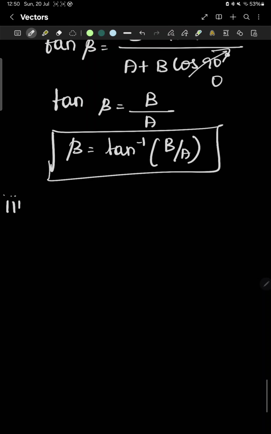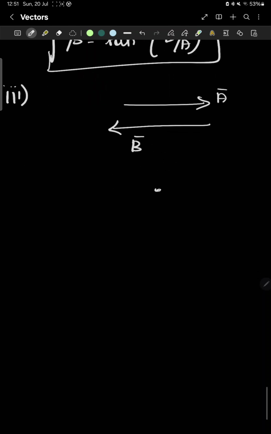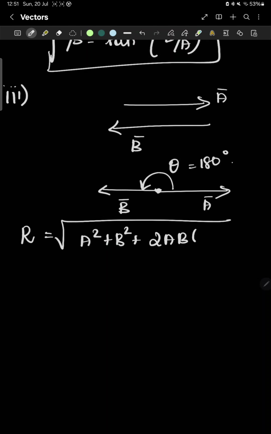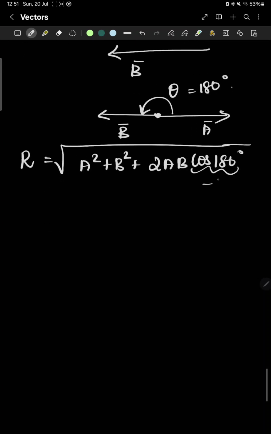And the final case, which is a little bit similar to the first case we have seen, is when the two vectors are opposite in direction. When the two vectors are opposite in direction, it may be one vector which is in this direction, the other in this direction, a vector and b vector, making an angle theta equal to 180 degree. If I substitute in r which is equal to root of a square plus b square plus 2ab cos 180, so cos 0 is 1 and cos 180 will be minus 1.